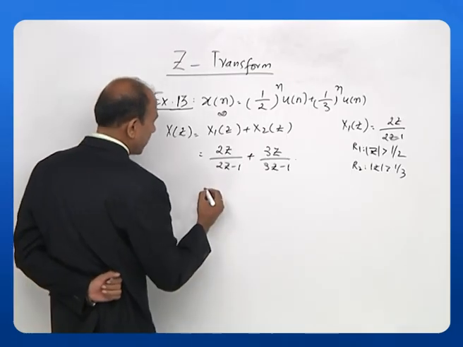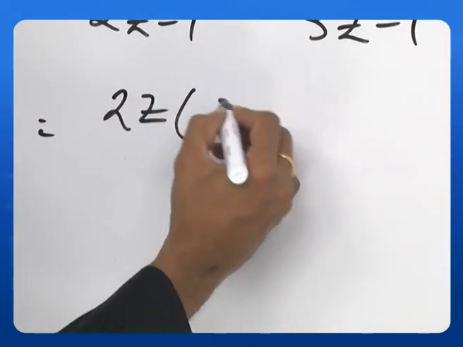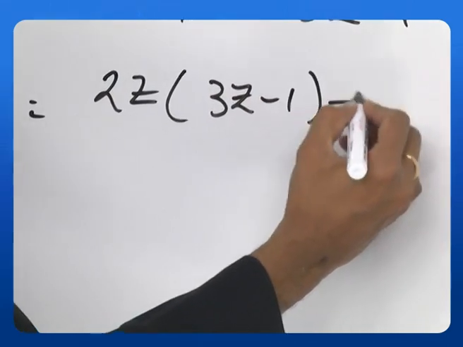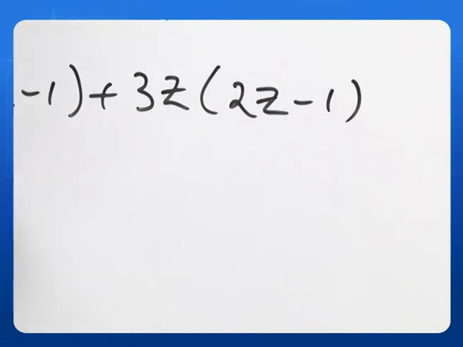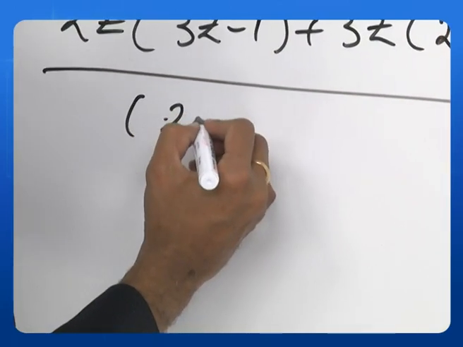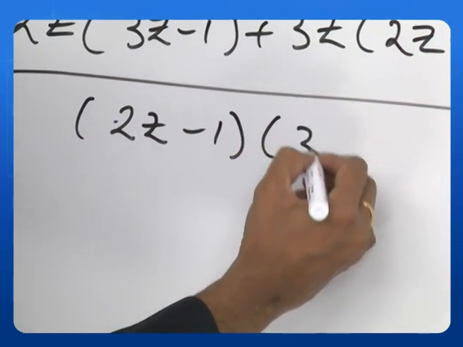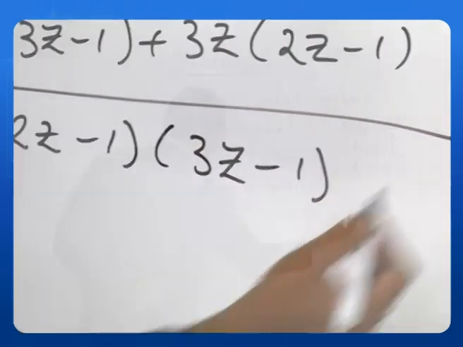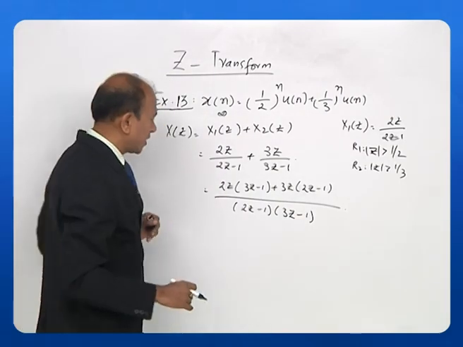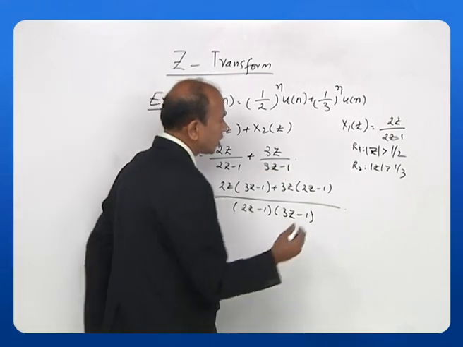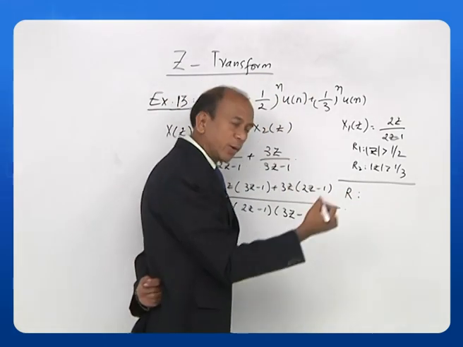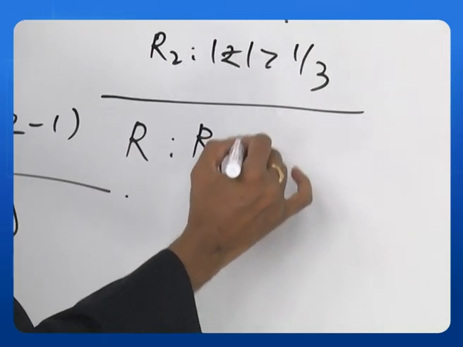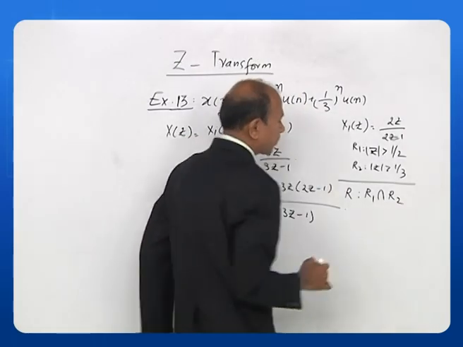Okay, let us simplify this. This will be equal to 2z into 3z minus 1 plus 3z into 2z minus 1, by 2z minus 1 into 3z minus 1. You can simplify this to get a further answer. So now we have to look at the total ROC. What is the total ROC? The total ROC will be the intersection of R1 and R2.